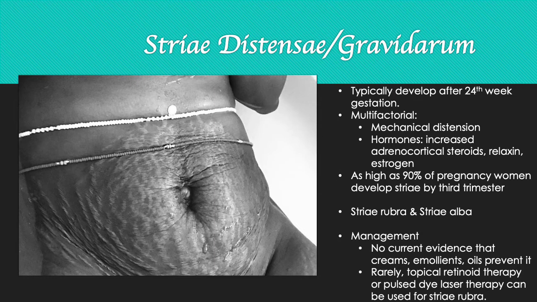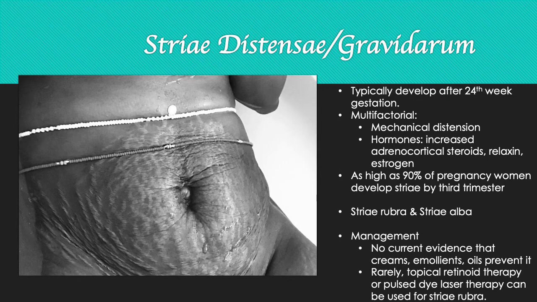There are usually two categories that you think of. Striae rubra, which is when they start out as a red or violaceous color, and then striae alba, which usually presents after the striae rubra, meaning that it usually becomes more of a skin-toned appearance. And so in terms of management, people will come into the office and ask, how can I prevent this? How can I treat this? And there's no actual evidence that shows that these creams and emollients and oils actually prevent it.